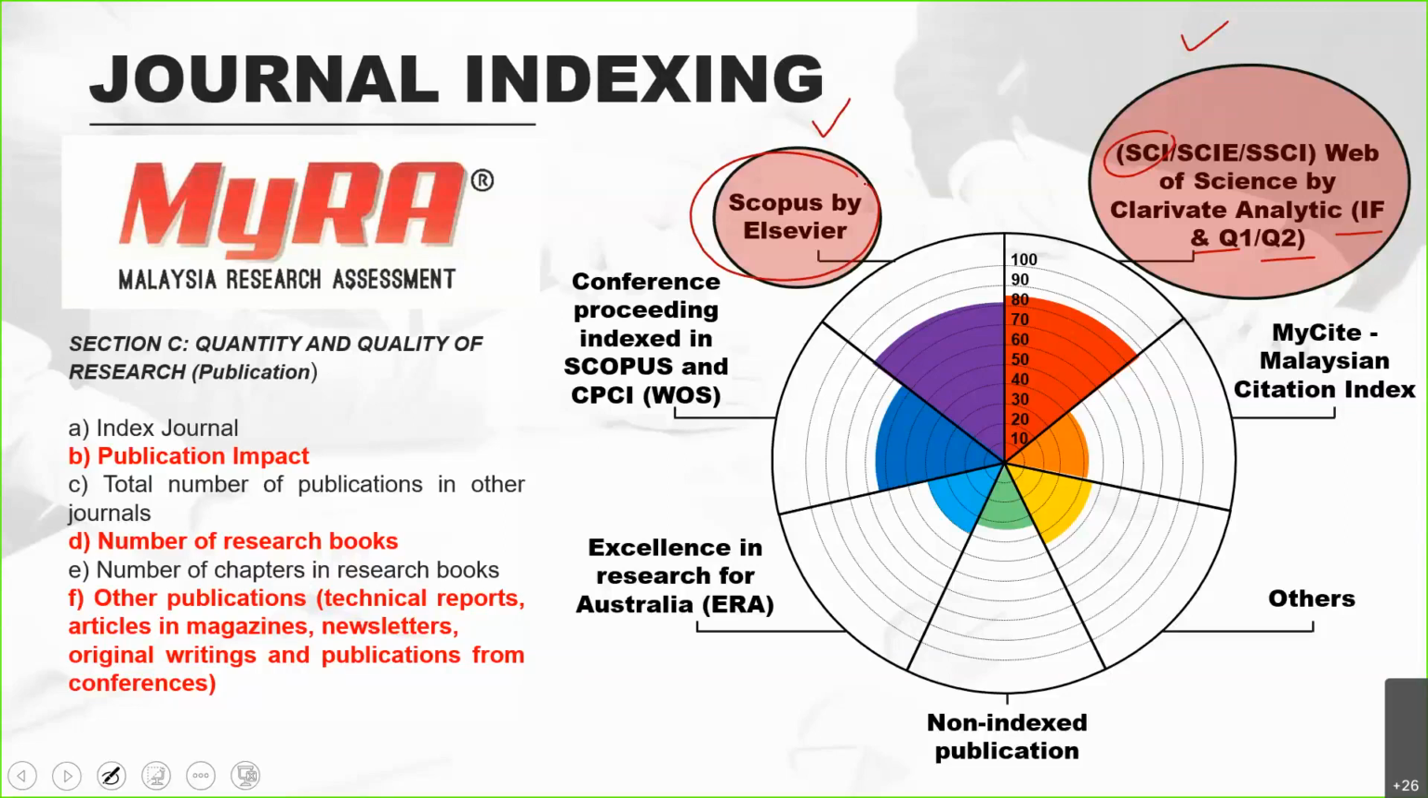Yes. Because in UTM, when it says one indexed journal, it means Scopus or Web of Science SCI, with impact factor, or without impact factor if it's under SCIE. I will explain later. But if you only have papers published in a conference, even a conference proceeding that is indexed in Scopus, then you have to refer back to SPS. Probably it will be rejected.